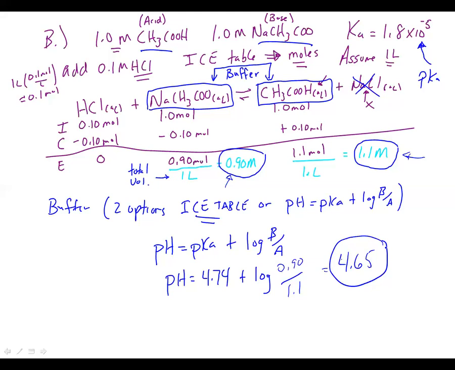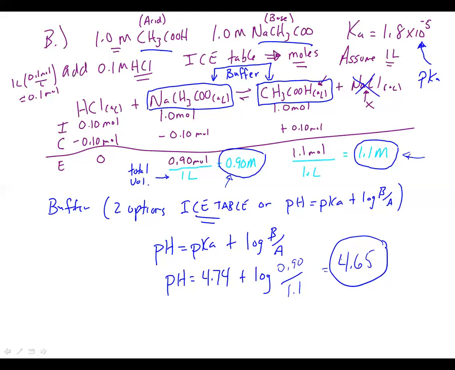So because we added acid, we would expect the pH to go down, which it did. And because this is a buffer, we would expect the pH not to go down extremely, which it did as well. It went from 4.74 to 4.65. It went down in the correct direction.